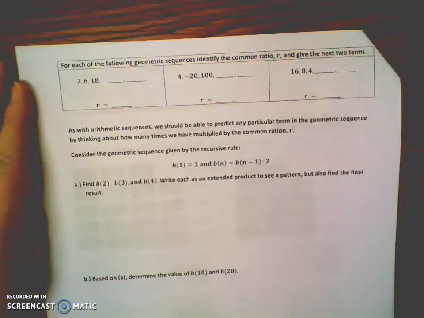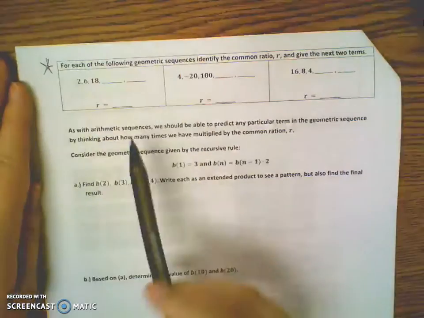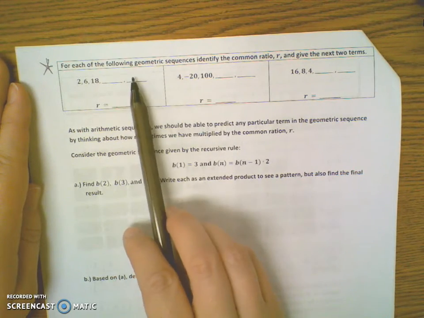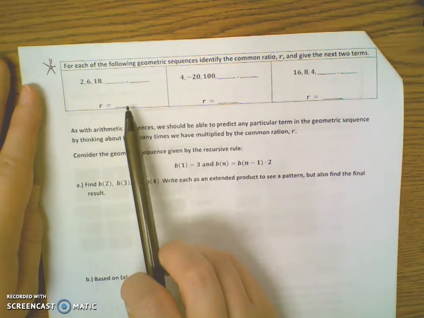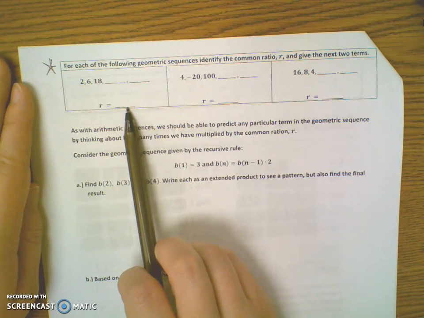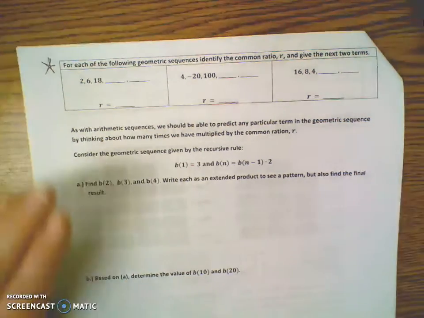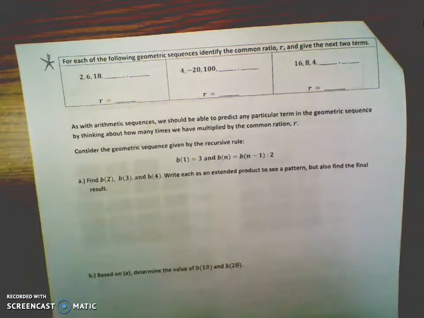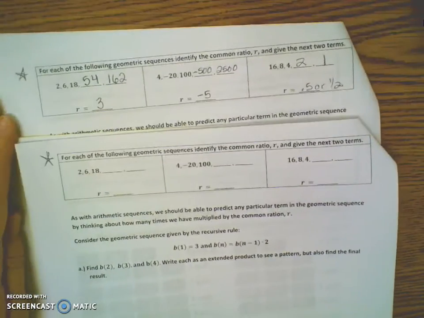Okay, so right on the next page, page 12, I want you to try these 3. So figure out what the pattern is, predict the next 2 numbers, and then put what the common ratio is, and you can use your calculator for that. So pause it, give it a try, and come back. And here are your answers.